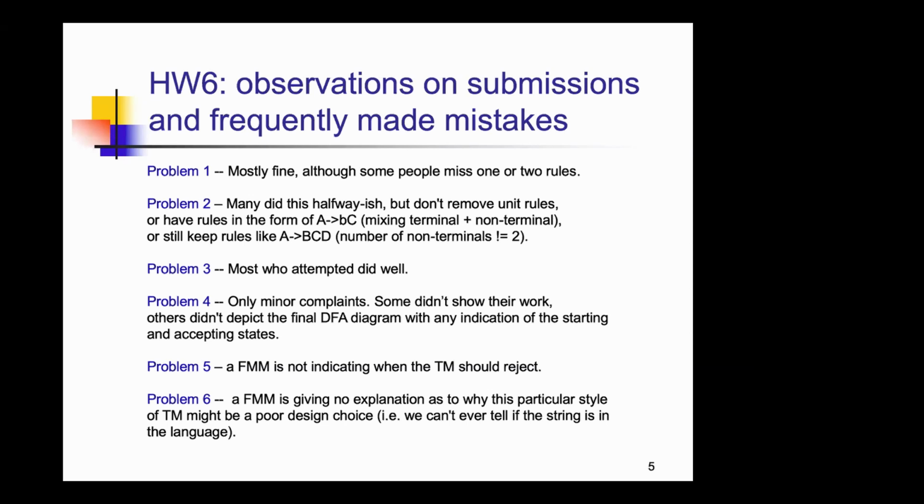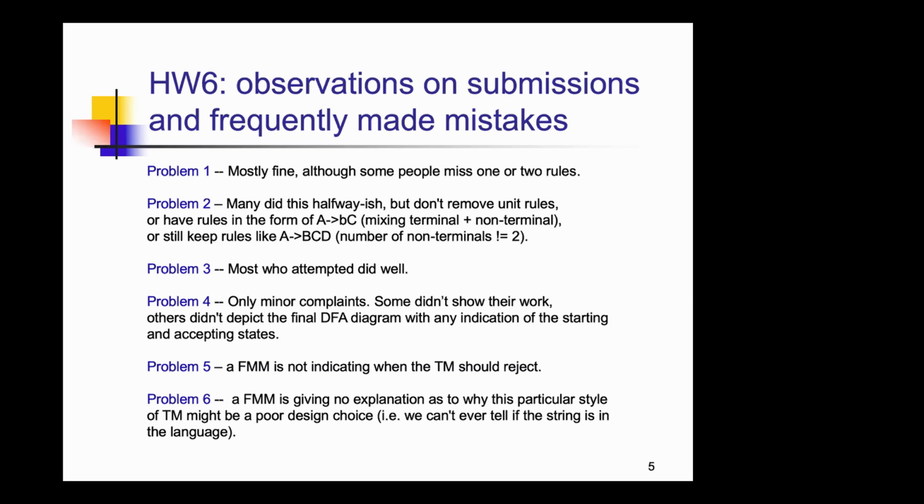Problem 2, I did see a bunch more people who did not seem to understand that Chomsky normal form has only 2 types of valid rules, and that is one non-terminal mapping to 2 non-terminals, or one non-terminal mapping to 1 terminal. And anything else is pretty much not allowed unless it's the start symbol to epsilon. But that's a special case.